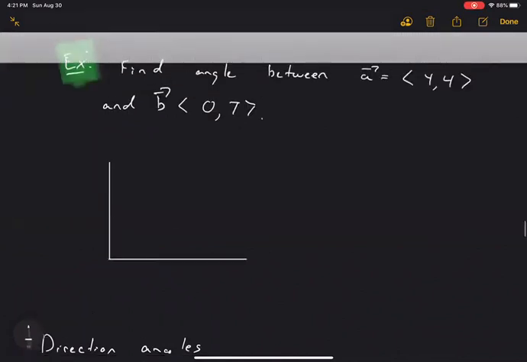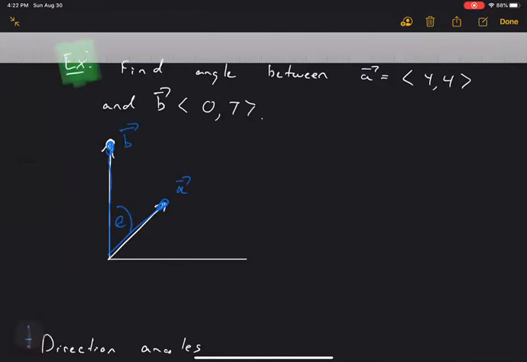So let's see, (4, 4), that's like, let's say that's here. Boom. I'm not going to draw it too carefully. And then (0, 7), well, that's just out here, right? Oh, wait, no. That'd be up here. All right. Maybe we should do these in blue. So let's say that's my A and this is my B. What's the angle between them?